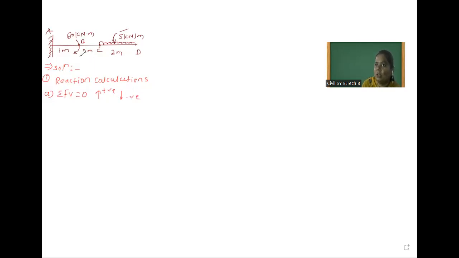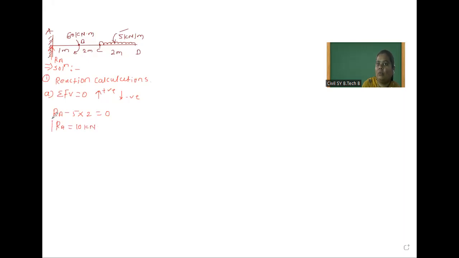According to these sign conventions, you tell me how many vertical forces are present in this beam? Only one, the UDL, and here one reaction will be there, RA. This reaction is upward, so RA. After that, this 5 kilonewton going downward, so minus 5 into 2, which is equal to 0. So RA is equal to 10 kilonewton. So this is the first stage.